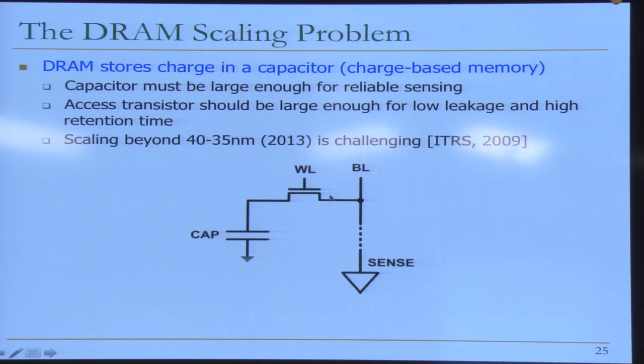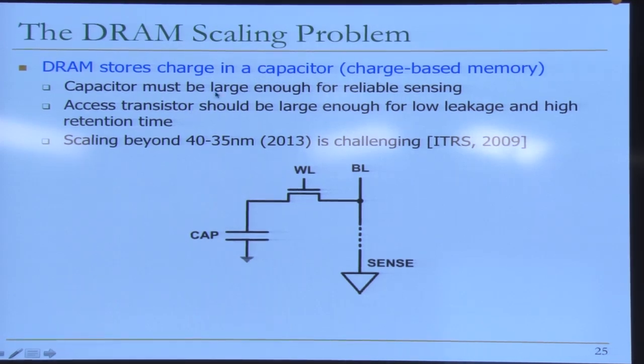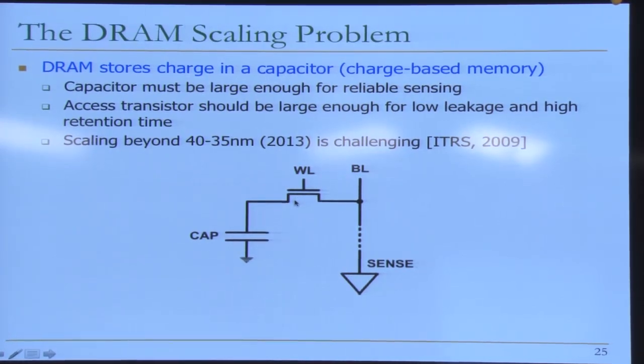So as you reduce the size of both of these, which is how you get more capacity in main memory, both of these properties become much harder to maintain. The capacitor becomes less reliable, and this access transistor becomes also less reliable and more leaky. And things become closer to each other, right? As a result, you become more vulnerable to disturbance. And this was actually the value that was assigned to X by ITRS in 2009. They said scaling beyond 35 nanometers is challenging. Can anybody guess what is the feature size that we have today in DRAM?